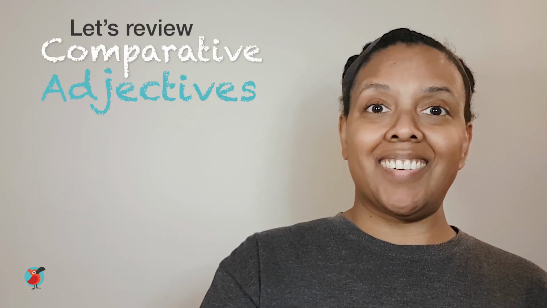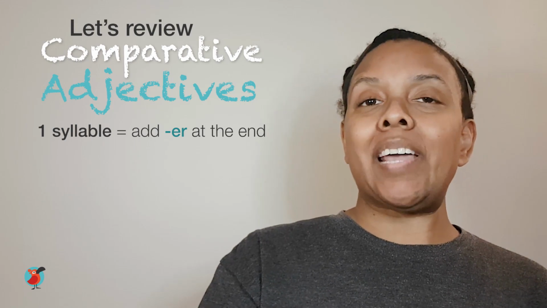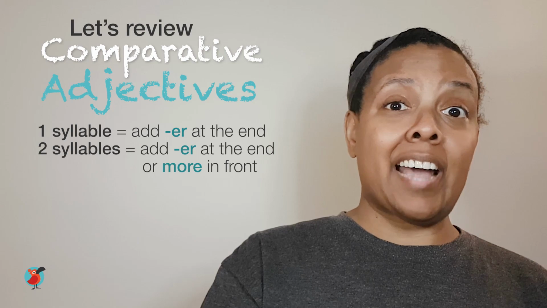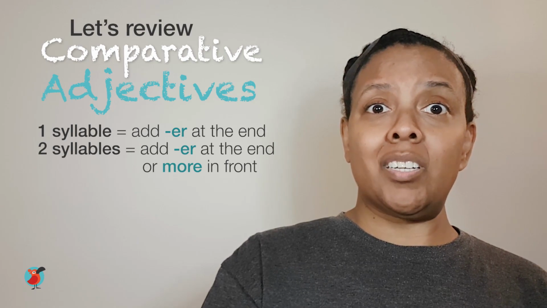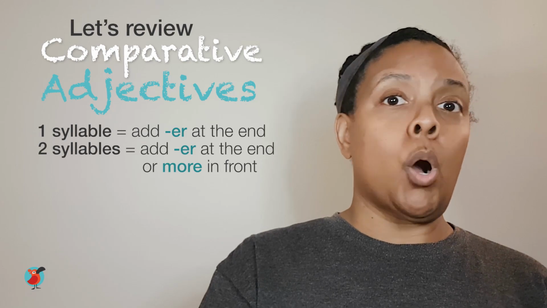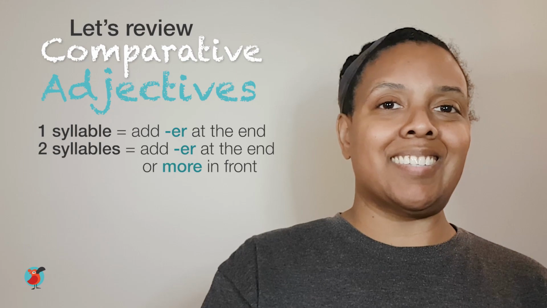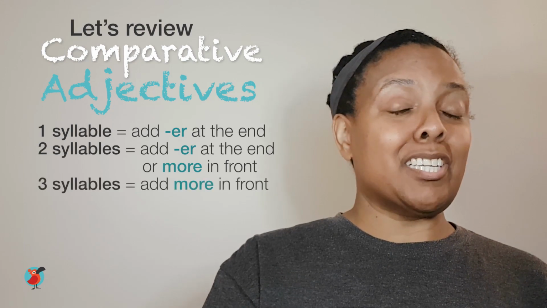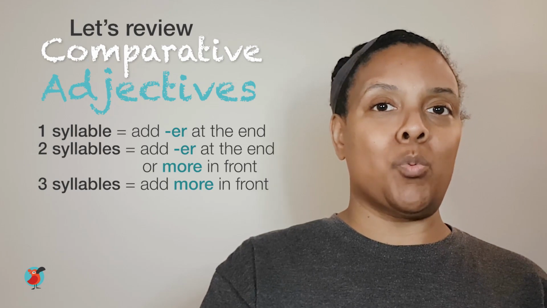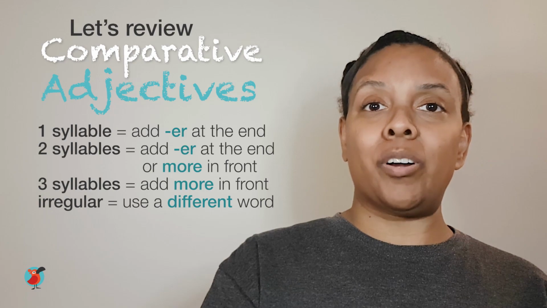Let's review. For adjectives with one syllable, we add ER to the end of the word. For adjectives with two syllables, we sometimes put ER on the end of the word, or we might add more in front of the word instead. For adjectives with three or more syllables, we add more in front of the word. For irregular adjectives, we use a different word.